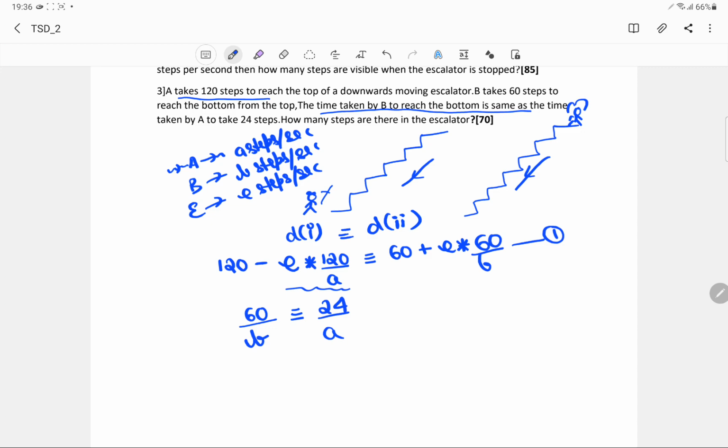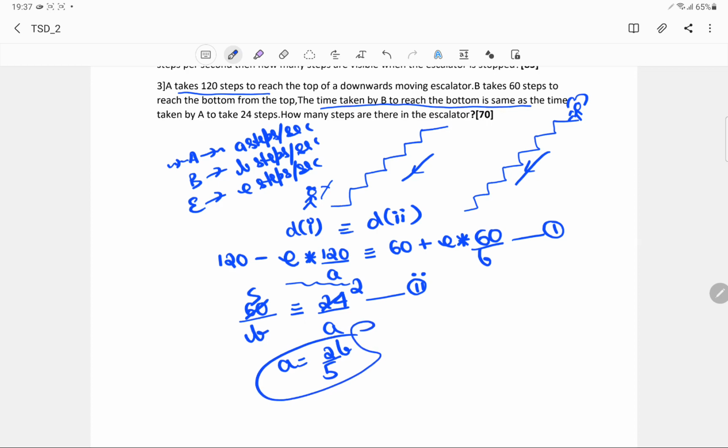Okay, this was nothing but 24 by a. Okay, so you got the second equation from here. So three variables, two equations. What we can do? Let's try at least substituting it. So this is 5, this is 2, and a is equal to 2 by 5b.